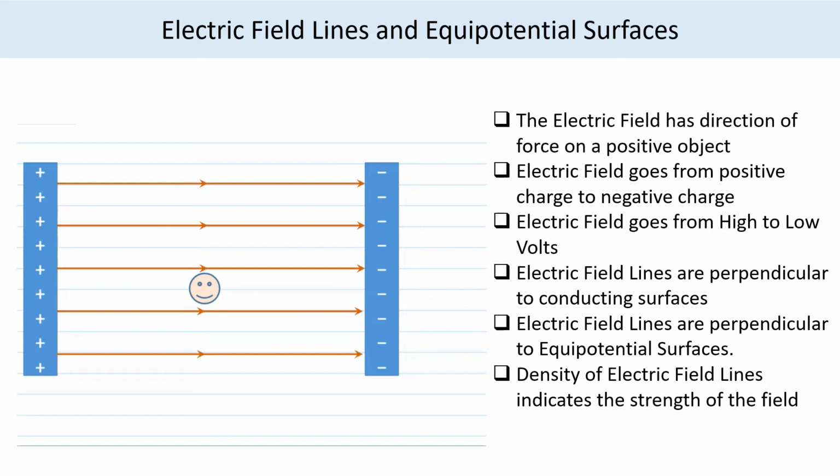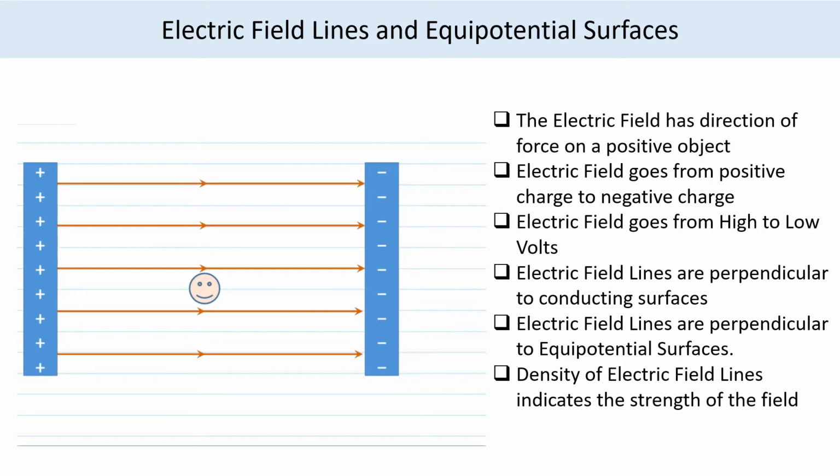With a positive plate shown on the left and a negatively charged plate on the right, the electric field lines, indicated as red arrows, essentially represent the direction of electric force that would be felt by a positive object. So I'm showing a smiley face there.